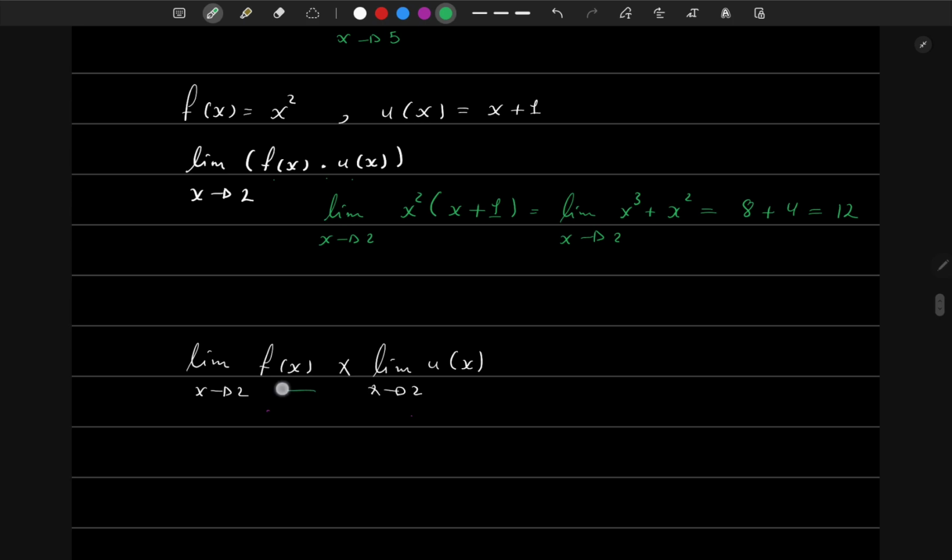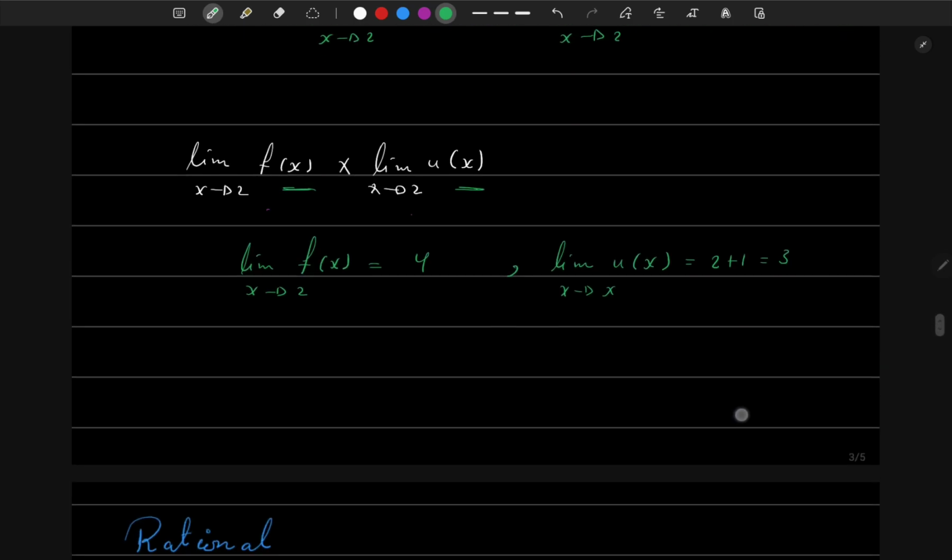What if I find the limit for both functions and then I multiply those limits? Okay, the limit of f of x when x approaches 2 equals, remember that f of x is x squared, so it equals 2 squared, which is 4. And the limit of u of x when x approaches 2, remember that u of x equals x plus 1, so it equals 2 plus 1, which equals 3.